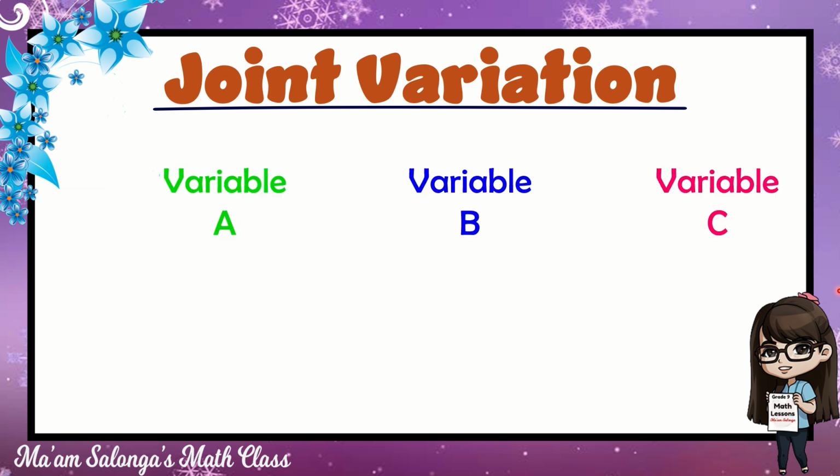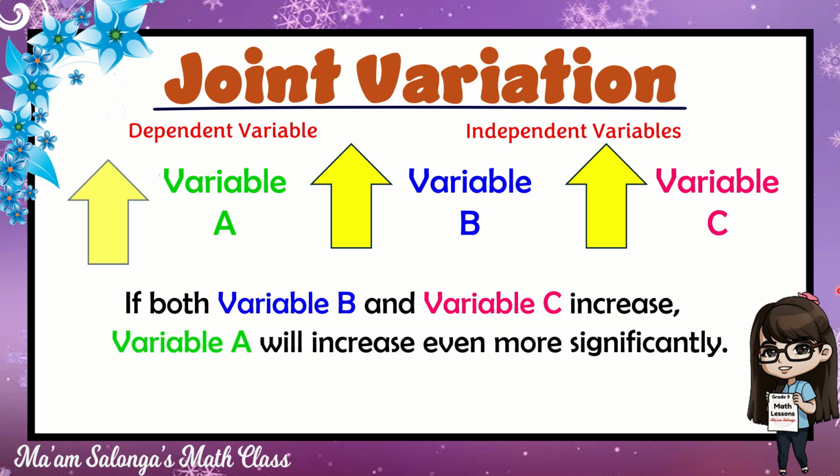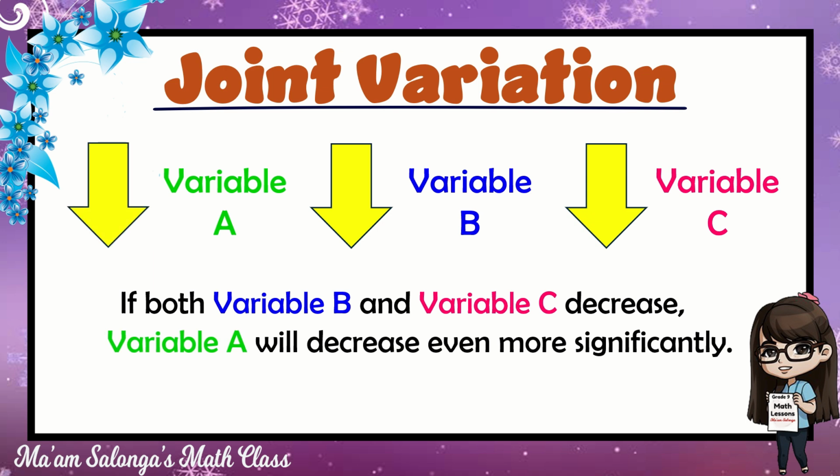So for you to fully understand the definition, we have variable A, variable B, and variable C. Variable A is the dependent variable, while variables B and C are the independent variables. If both variable B and variable C increase, variable A will increase even more significantly. On the other hand, if both variable B and C decrease, variable A will decrease even more significantly. It signifies that as one variable changes, others adjust proportionally while their product remains constant.